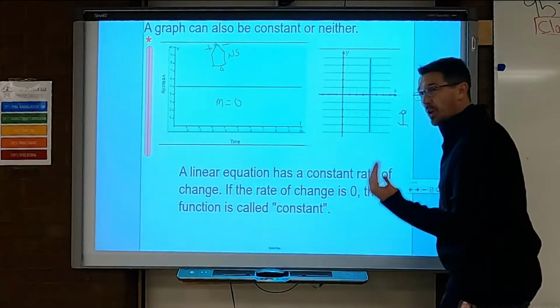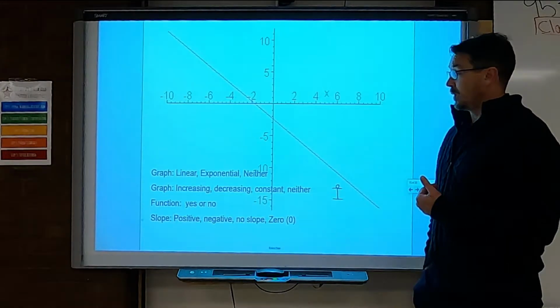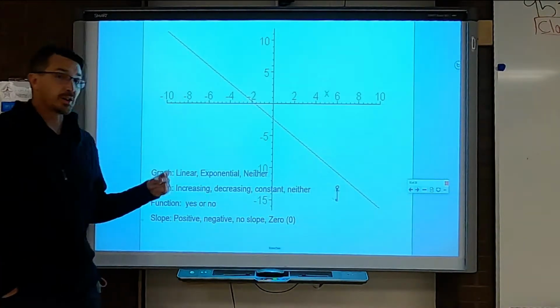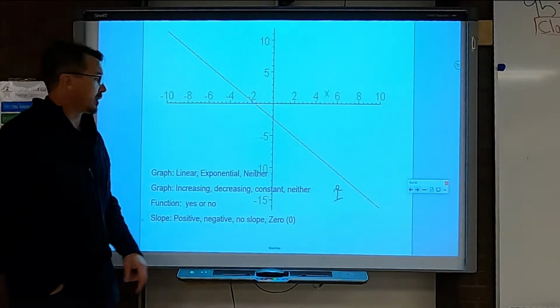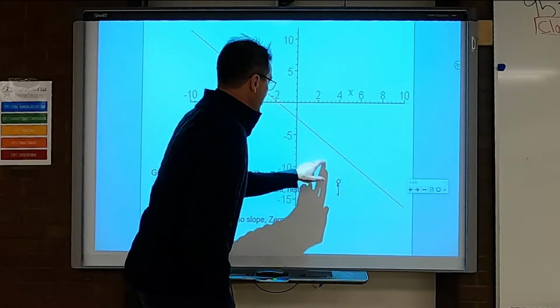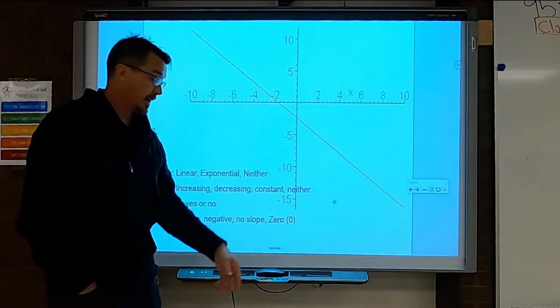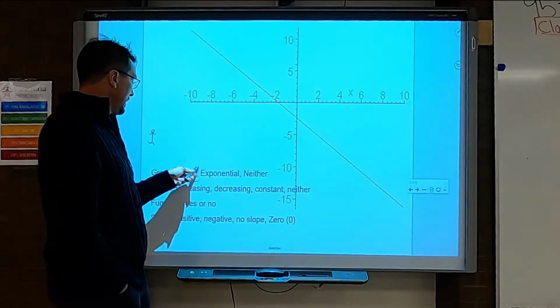So all we're going to do now is go through and see if we can put together the stuff that we already know. So I have these questions to ask. Go ahead and try it, and we'll go over it. So here we go. The first question about this graph was, is it linear, exponential, or neither? Well, that's definitely a straight line, so I'm going to go with linear.